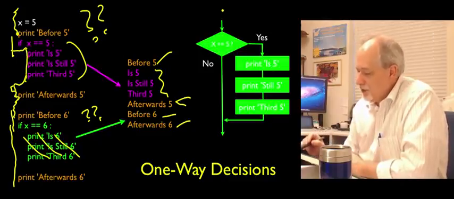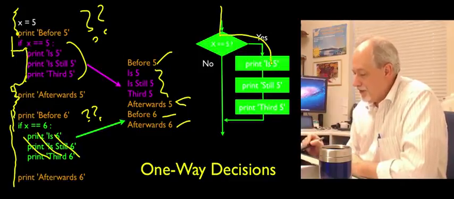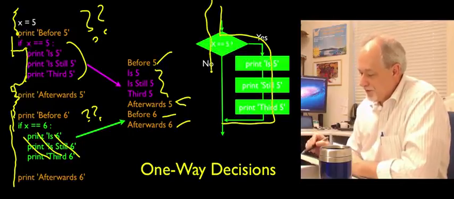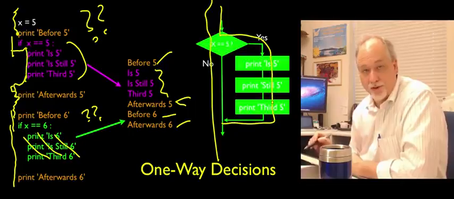So we call this a one-way decision where you have the question, and then you have a couple of things that you're going to do on this true thing. Or if it turns out that you're false, you're going to skip all those things.